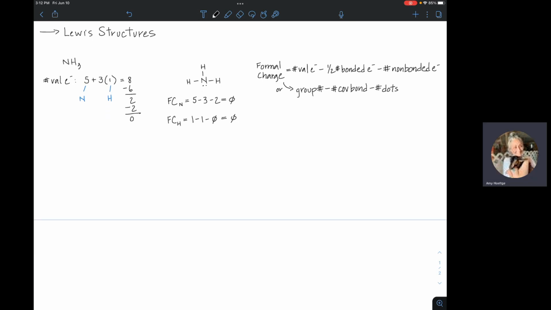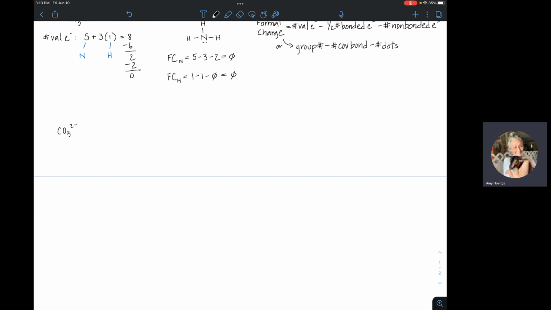Let's do an ion. So we'll do a polyatomic anion. So let's do this. We'll do carbonate. So same thing, number of valence electrons. I'm going to count these up. So we've got a carbon, 4 valence electrons. We've got 3 oxygen. So there's the 3, and each oxygen is going to have 6 valence electrons. So it's in group 6.